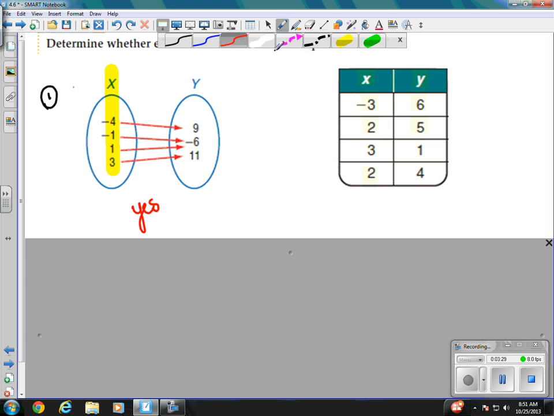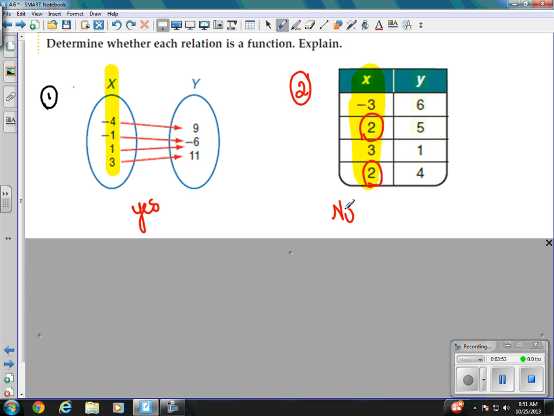So now let's go over here and look at our example 2. Once again, functions only care about your x values. So I'm going to highlight just my x values, just my domain, and look at those. My domain is -3, 2, 3, 2. My 2's right here repeat, and because my domain repeats, it's no, not a function. When it's a no, it says to explain. So no, the domain 2 repeats.